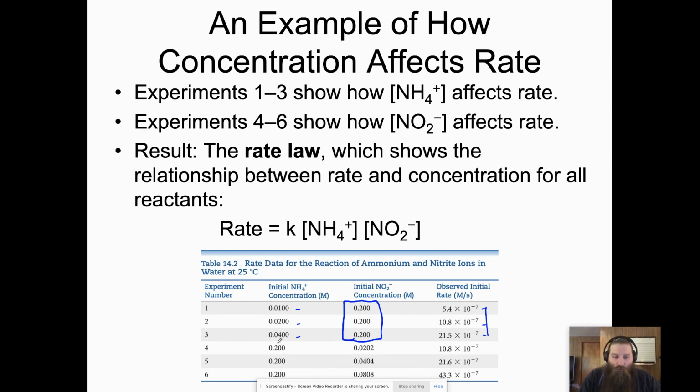And then in our second set of reaction experiments, we kept ammonium constant and we adjusted the initial concentration of our nitrite. And again, we looked at these 3 rates and we wanted to compare them. And what we discover is what's called the rate law. And the rate law shows the relationship between rate and concentration for all the reactants in an equation. This is the rate law.